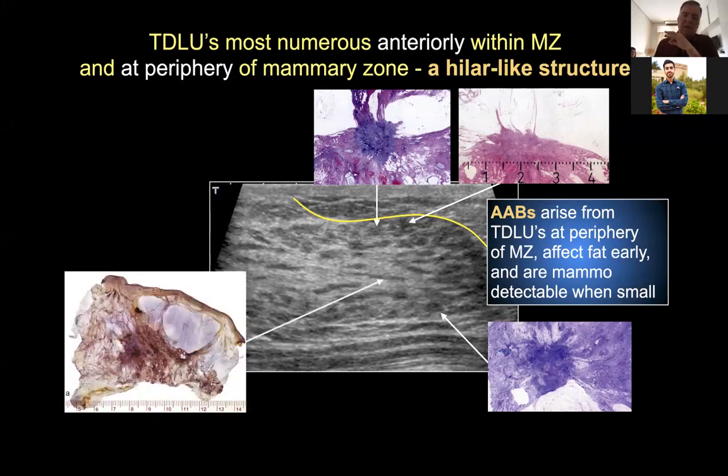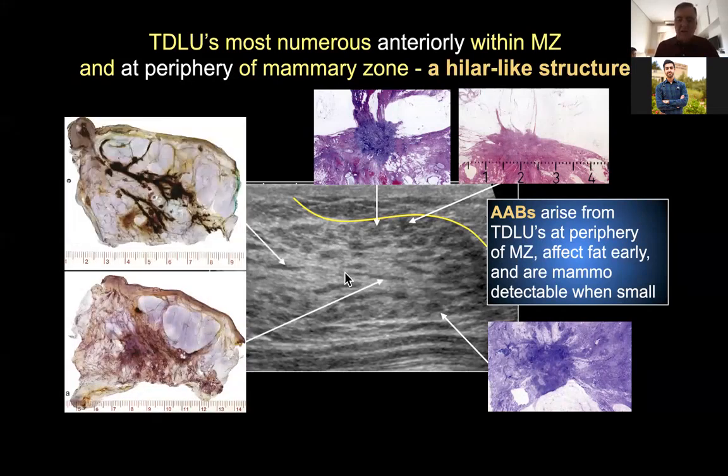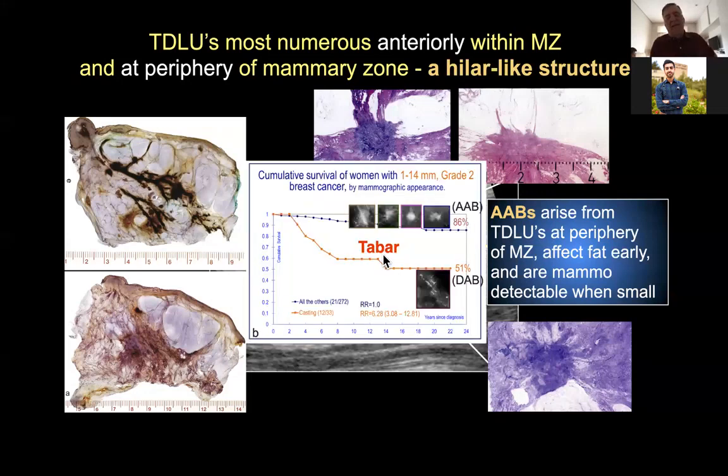The DABs arise from the ducts, and because they're in the center of the lobe, they do not present early. They present late, and they usually present with linear branching calcifications. So we tend to have an entire lobe involved when we find them. And we can see that this late detection means that they have a worse survival rate.